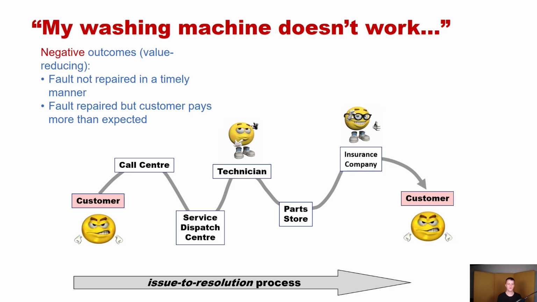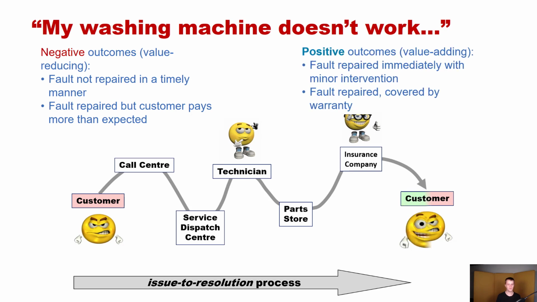What we want to do is avoid those negative outcomes and instead set up our processes in such a way that the more positive outcomes we have, the better. Positive outcomes in this case would be that the fault is repaired immediately with minor intervention, or the fault is repaired and the repair itself is covered by warranty, so no cost to the customer. And that would turn an angry customer into a happy customer.